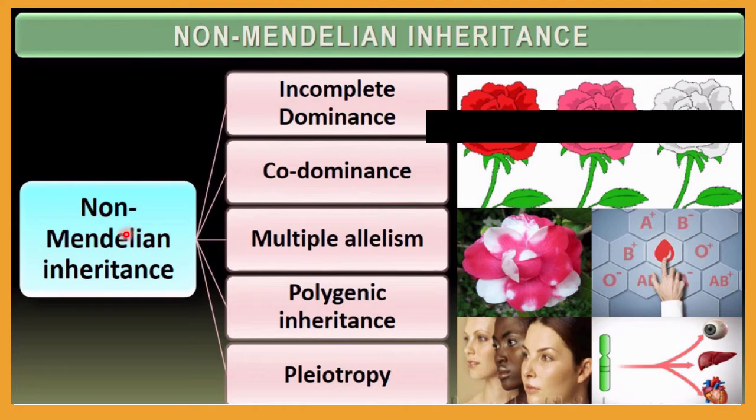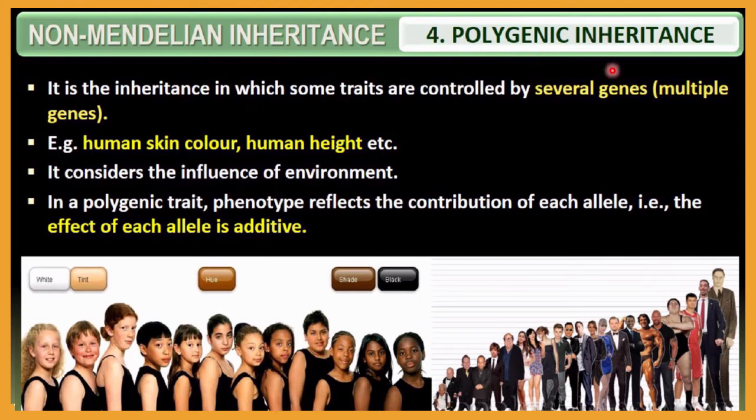We are going to learn about two more theories about this, and that is polygenic inheritance and pleiotropism. So in today's lecture, we are going to discuss these two theories. These two also do not follow Mendel's law, and that's why they are called non-Mendelian inheritance. So let me start with polygenic inheritance.